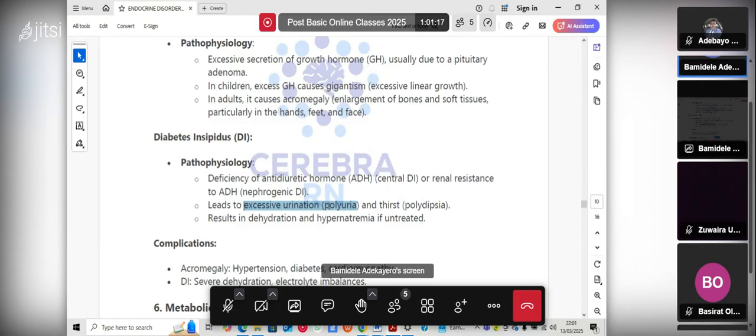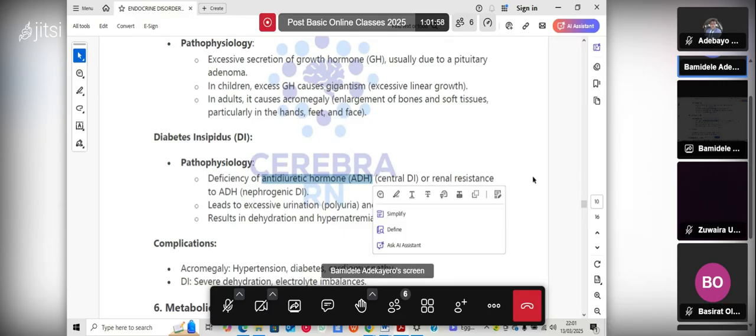Excessive urination here is polyuria. And because we are losing too much fluid, naturally the body compensates by making you thirsty. So you drink more. You lose more water through urination, and then you drink more water because you are losing more water. That is because of the reduced antidiuretic hormone. Because you are losing more water by urination, the body compensates by making you thirsty, so you drink more.